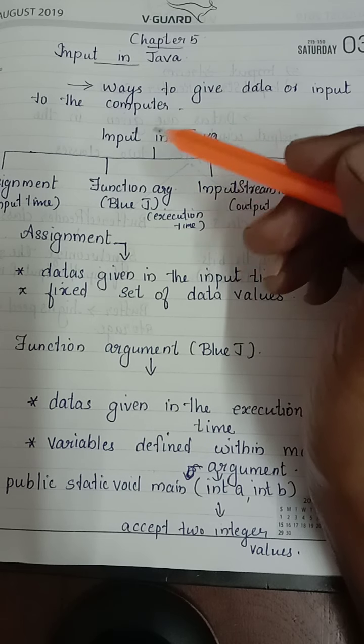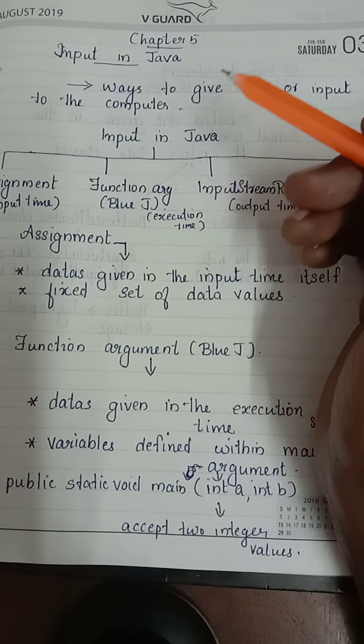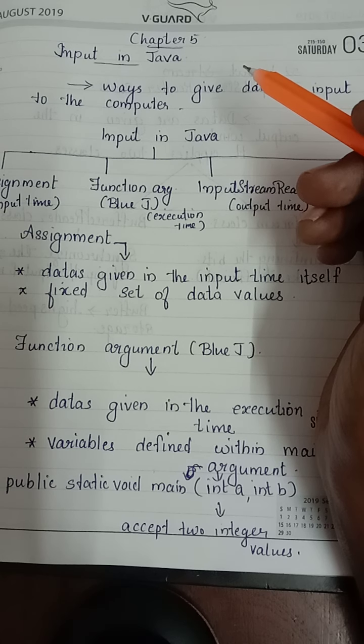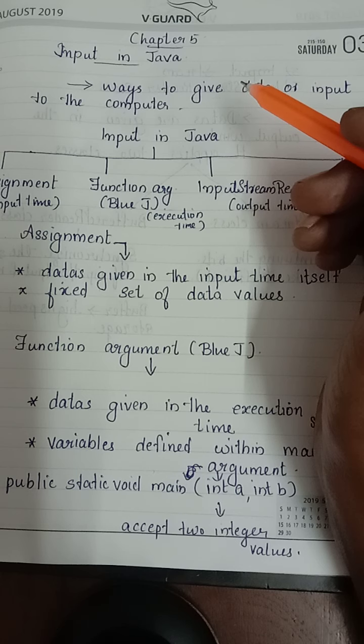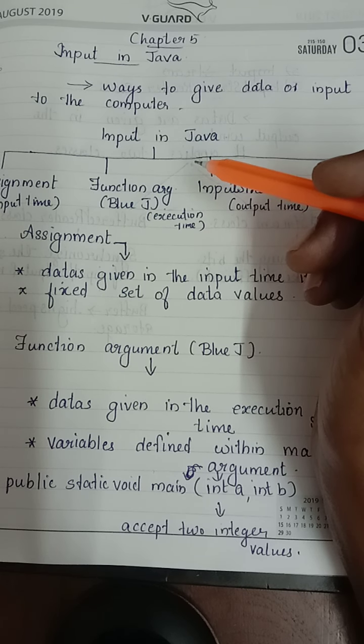For any processing, we can give input to the computer. There are so many different ways for giving input to the computer. Normally in MS Office, Word, Paint, PowerPoint, all these things we can give the input using the keyboard. In any way, we can give the input to the computer and the computer processes it and gives output to us.